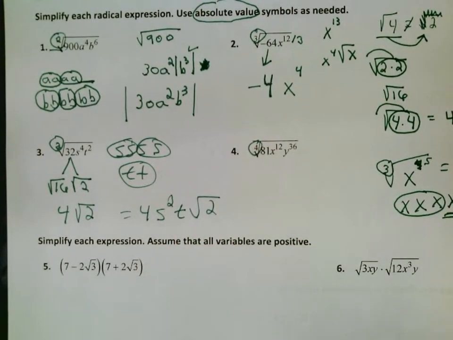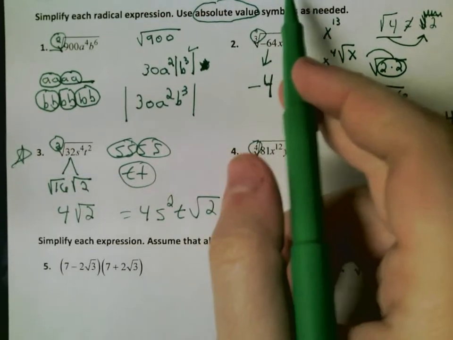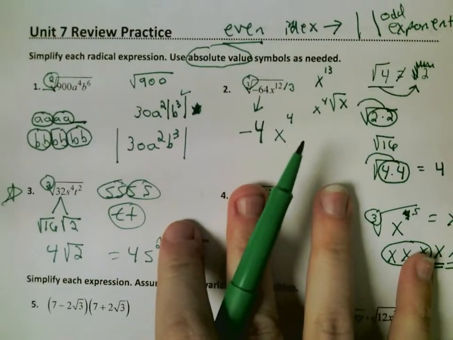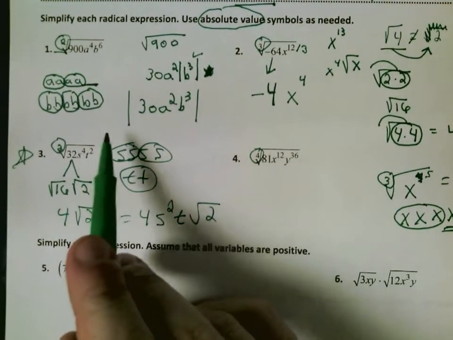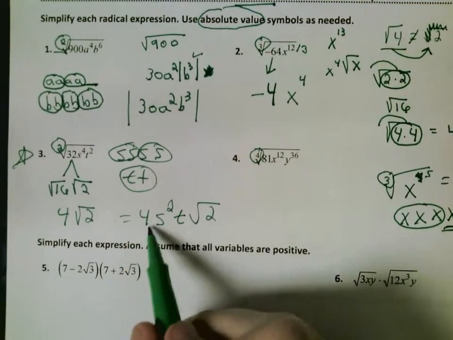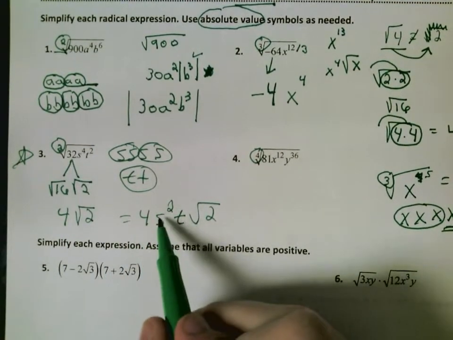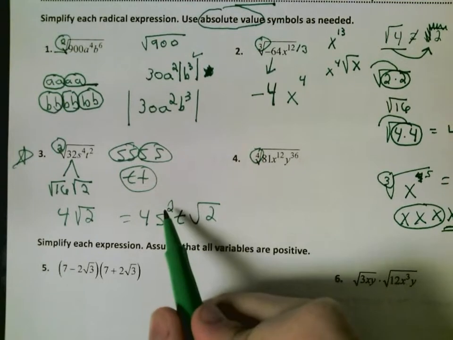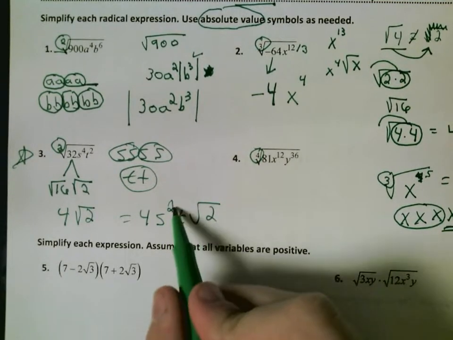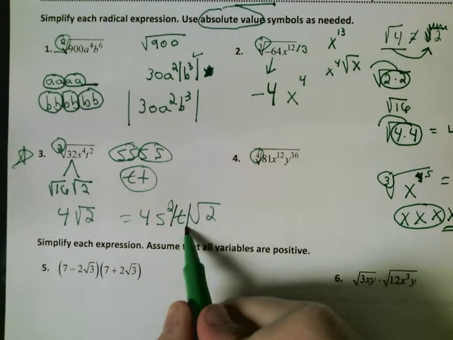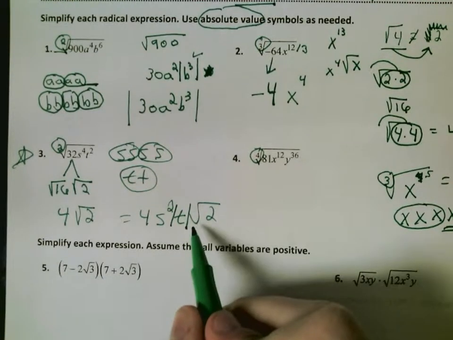Now I do want to remind you, this is an even index. Remember up here, even indexes. So this is an even index, so I have to go back down here and say, okay, if I put absolute values around 4, it's not going to change it. If I put absolute values around s squared, it's still not going to change it. This t, however, could be negative, so I want to make sure I have absolute values around that.